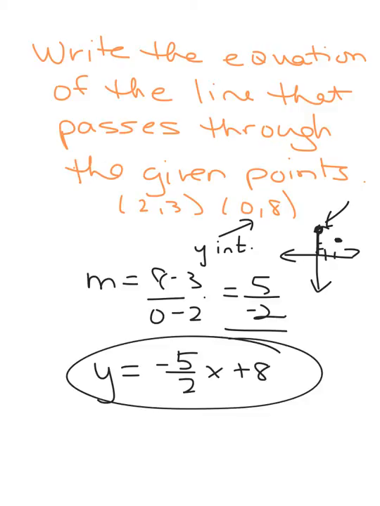Now, students often ask, is it okay that my negative sign was here when I calculated my slope as it was in my denominator? I change it to the numerator, which is fine. It still has the same negative value.